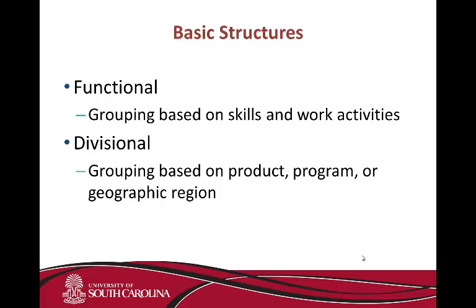So some basic structures, functional and divisional. These are obviously something that's pretty simple. We can group people into departments based on skills and work activities. So for example, the Darla Moore School of Business is based on 7 different departments, most of which are very functional in nature. There's an accounting group, there's a marketing group, there's a management group, there's a management science group, there's a finance group, and so on and so forth. That's a functional way of structuring.